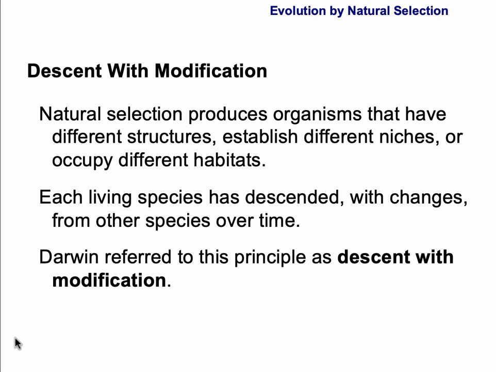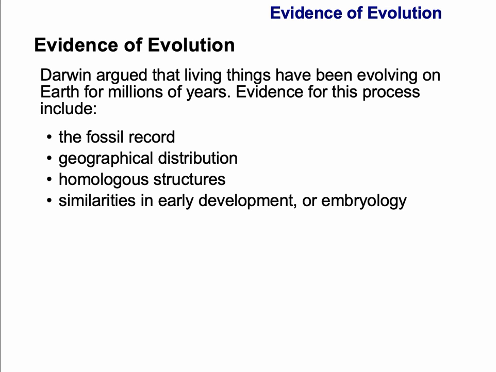And so this was descent with modification. This was this inheritance year after year after year in a population of traits that help survival, that help an organism or a group of organisms be adapted to their environment, and the weeding out of genes and traits that did not help those organisms adapt and survive in their environment. So that was this idea of descent with modification, this gradual change generation after generation due to the differential survival of individuals in a population.